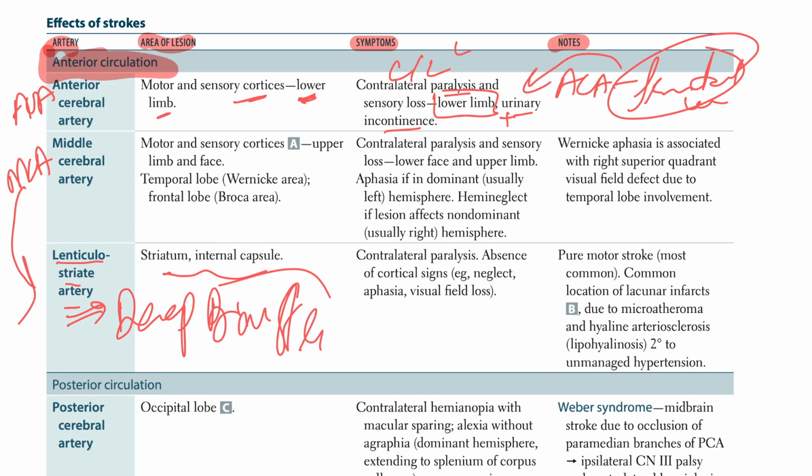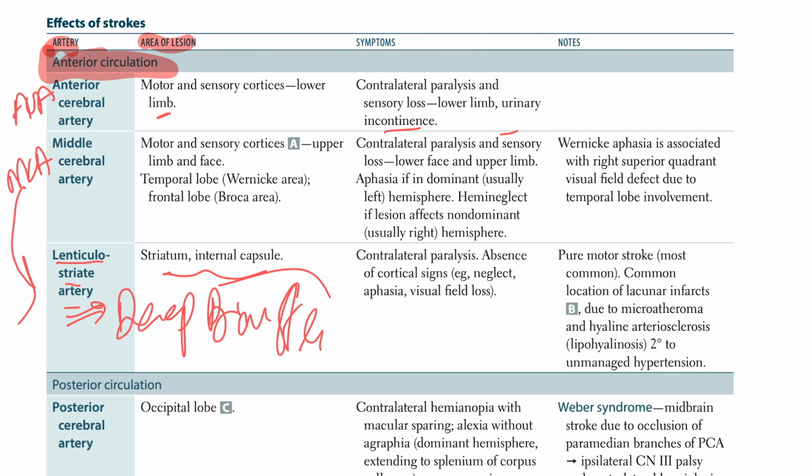Not only urinary incontinence, but also, guess what? With the frontal lobe lesion, you will have primitive reflexes coming back. That is all due to the fact that you have a frontal lobe lesion, plus behavioral personality change. But what you want to look for, again, high yield point, is lower limb and urinary incontinence, and some personality change with primitive reflexes might be coming back also. But that's the ACA.